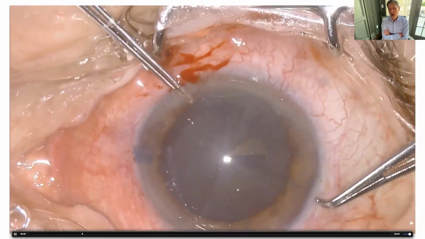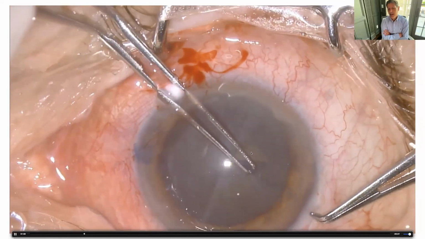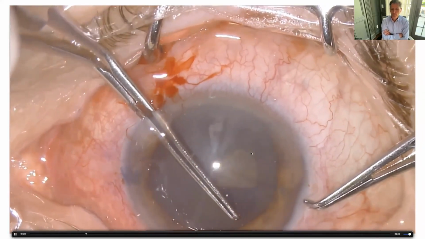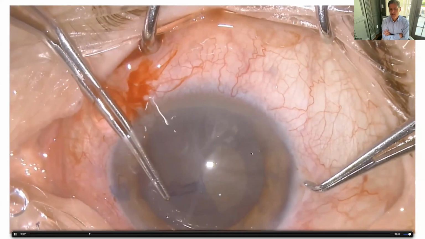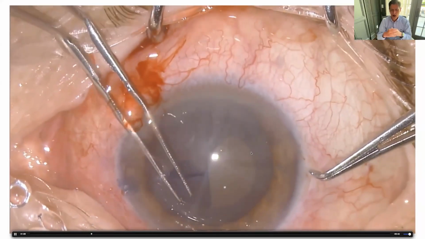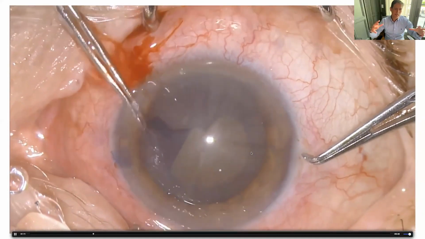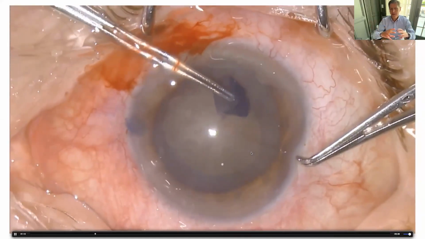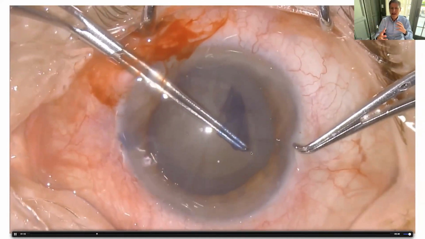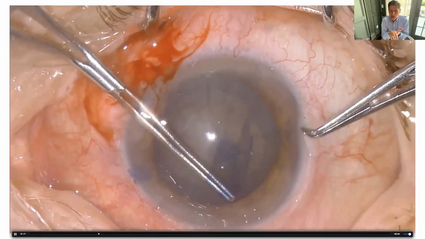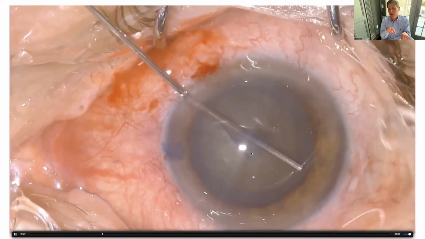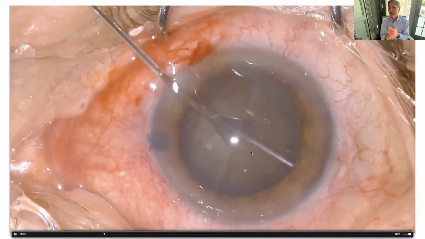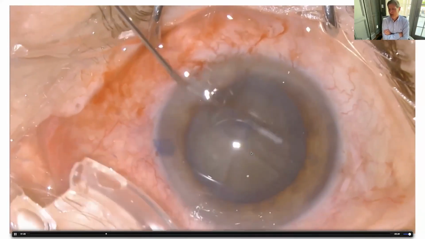Then we do a rhexis, and in these cases, it is very important to do a large-sized rhexis. The reason is that these nuclei are so big within the bag that we need enough space to manipulate them. And because we're going underneath the anterior capsule to engage the equator of the nucleus, we want it to be big. Generally 6 or 6.5 millimeters is good.